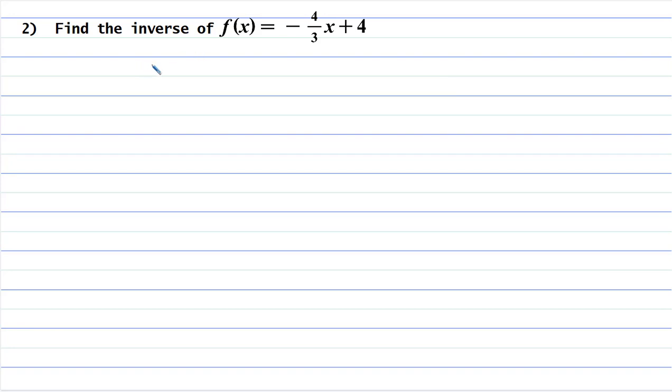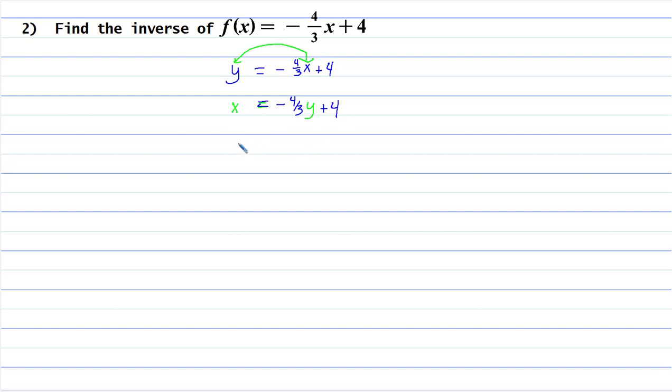But when it's an equation, we first have to convert this into a y equals an equation. So it's y equals -4 thirds x plus 4. And the same concept applies. We're going to reverse x and y. So x equals, everything else stays the same. So we have that -4 thirds y plus 4.